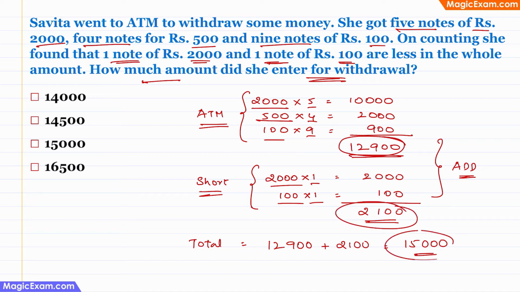That is 15,000. So she wanted to withdraw 15,000 rupees, but she got only 12,900 rupees and the shortage is 2,100. So here, what is the total amount that she entered for withdrawal? That is 15,000. So the answer is 15,000.